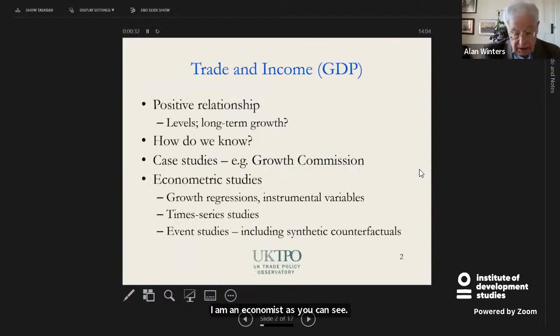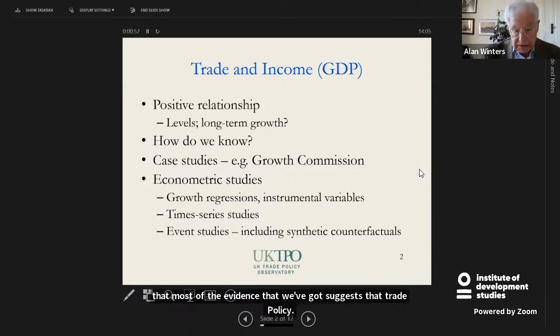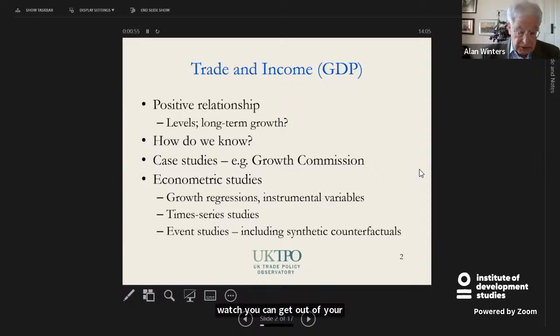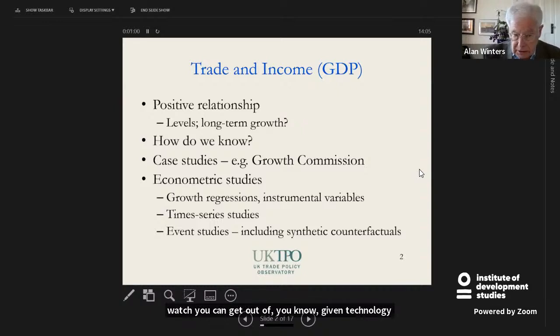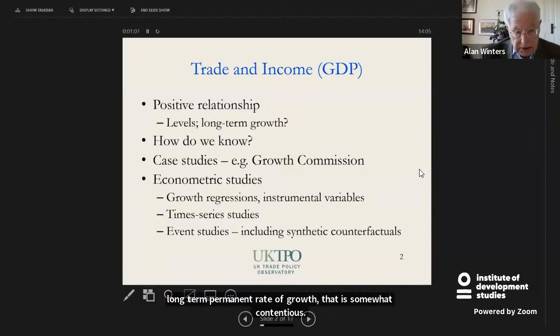So, trade and income, GDP. There's a positive relationship. We can argue about whether it resides in levels or whether trade actually changes the long-term rate of growth. My own view is that most of the evidence that we've got suggests that trade policy raises the level of income, what you can get out of, given technology, given population, but likely does not do anything to the long-term permanent rate of growth. But that is somewhat contentious. But there is a strong positive relationship.